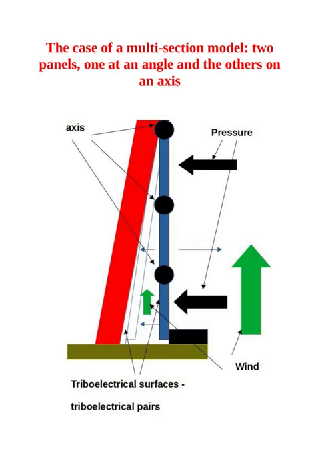The case of a multi-section model: two panels, one at an angle and the others on an axis. Two panels are used, one fixed at an acute angle, the other movable on an axis mounted on the top of the first panel. The second panel has several sections located on the axis and can be directly adjacent to the first panel under the influence of pressure drop from the outside and inside of this panel.